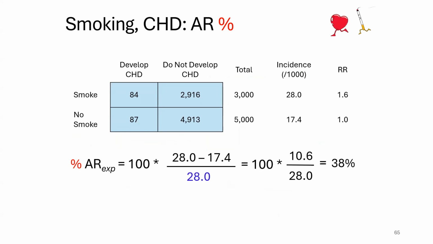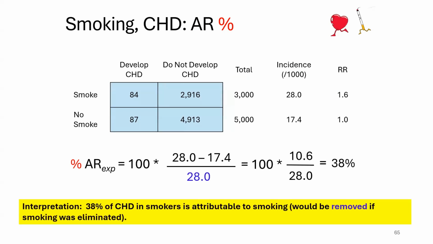Again, we'll be doing some calculations in class that'll make it a little bit easier for you to wrap your head around, because this is something that is much easier to do or understand when you're applying it to an actual scenario. So how we might interpret our attributable risk percentage is that 38% of coronary heart disease in smokers is attributable to smoking, or 38% of coronary heart disease would be removed if smoking was eliminated.